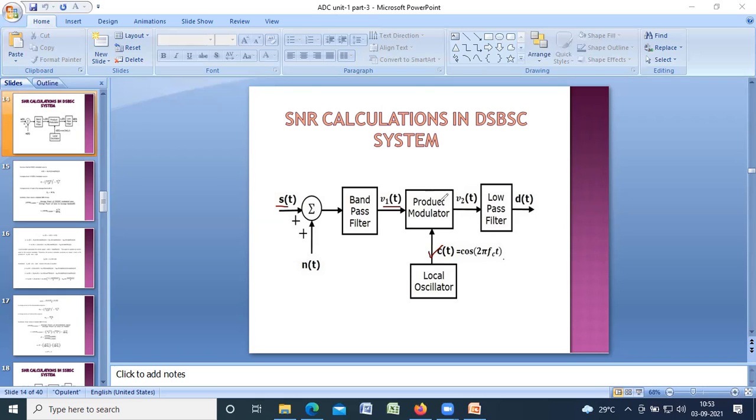And then a product modulator is used, and two inputs are given to the product modulator. One is V1 of t and the second one is c of t is equal to cos 2 pi fct. From here your output is generated, that is V2 of t, equal to V1 of t into c of t, or you can also write V1 of t cos 2 pi fct. And at the last, a low pass filter is used to restrict the demodulated output d of t.